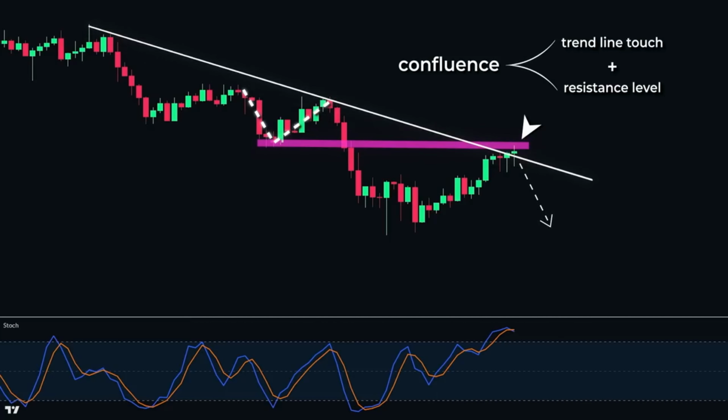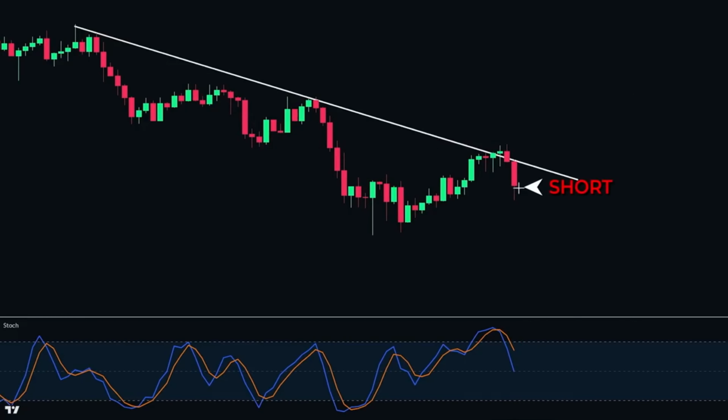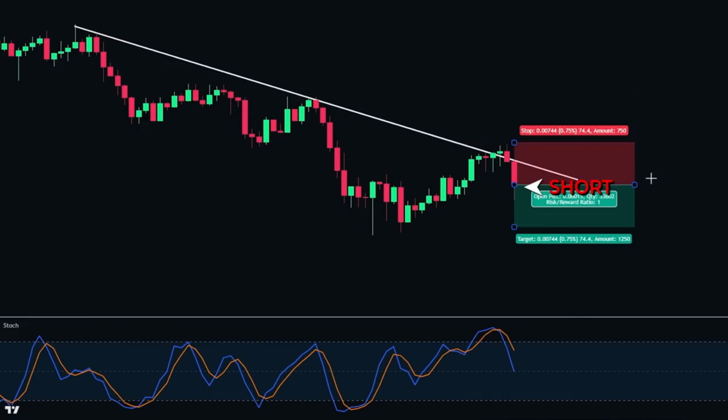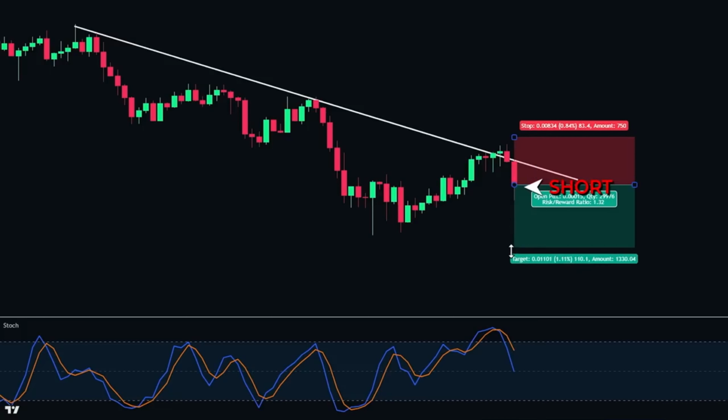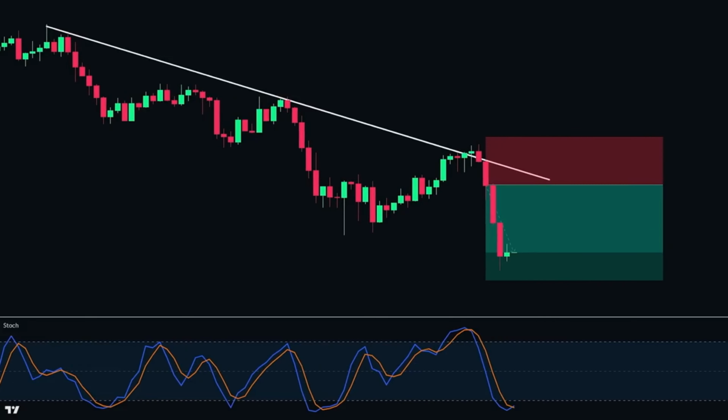For the final entry confirmation, we wait for the stochastic line to cross back inside the overbought level. Once that happens, we take a short position. Next, we can place a stop loss slightly above the swing high and the take profit at 2 times the size of our stop loss. And as you can see, price dropped perfectly and hits our take profit.